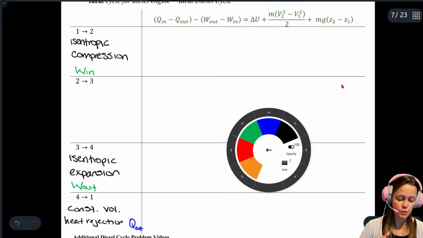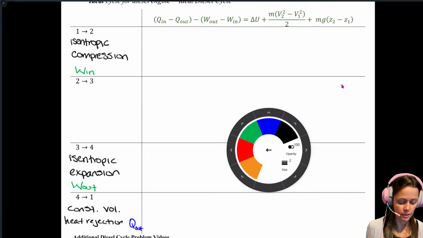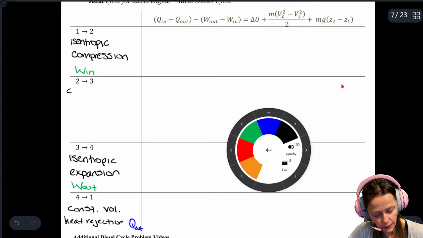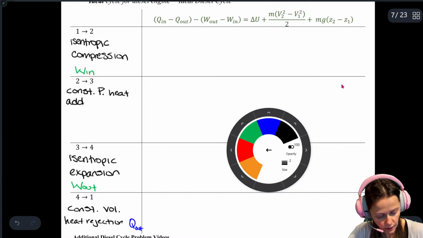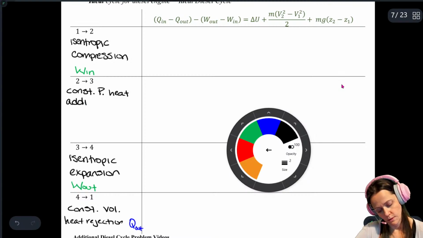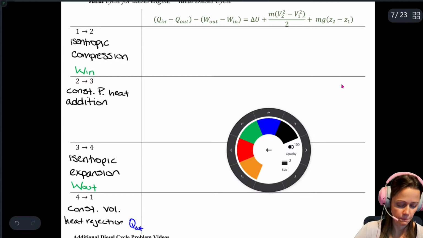But there is a difference between how we're modeling the heat addition, or how we're modeling the combustion process in the diesel versus the Otto cycle. So for the diesel cycle, instead of being a constant volume process, this is going to be a constant pressure heat addition. So learn how to spell addition. That would be good too.